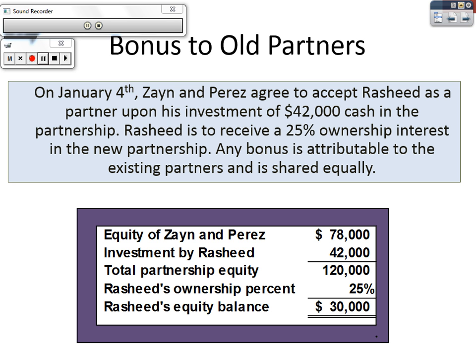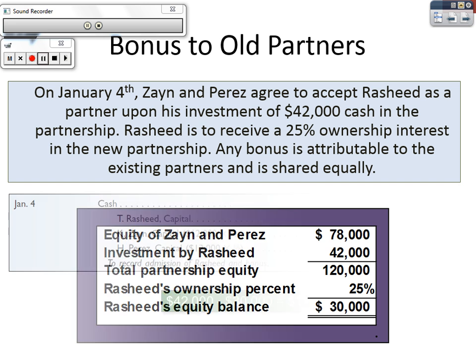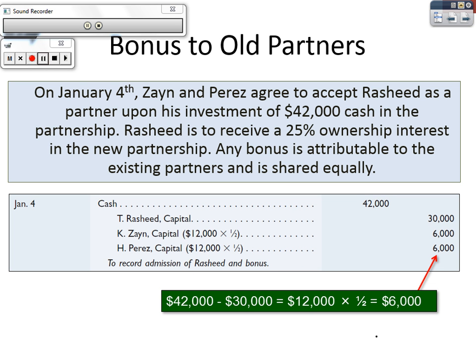He also got how much interest? 25%. So we multiply that, and his capital balance is now how much? 30,000. So this is the journal entry for that, right? It shows that we received how much in cash? 42,000. And then Rashid's new capital account, we said, was established for 30,000.